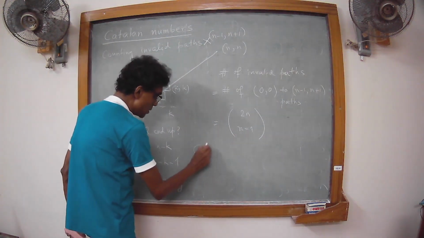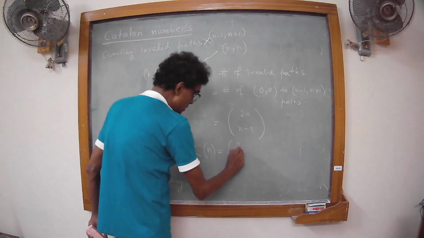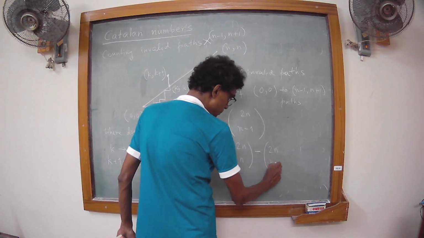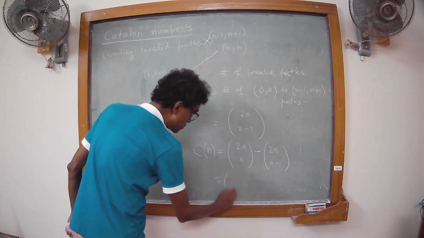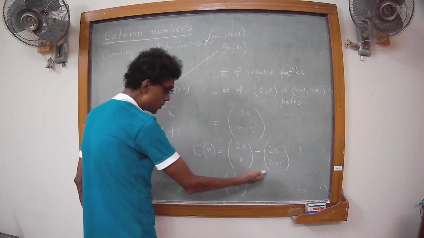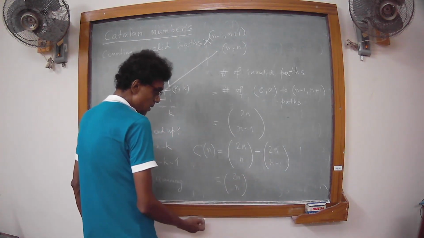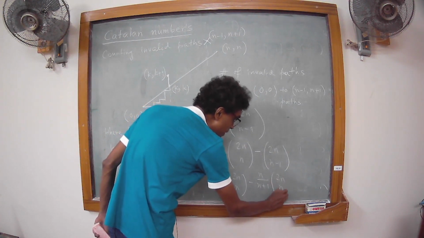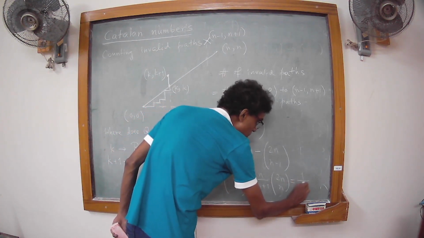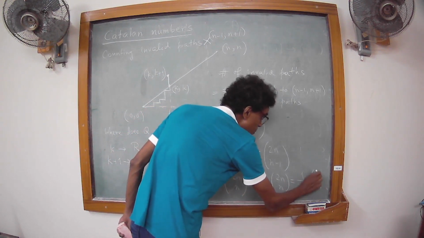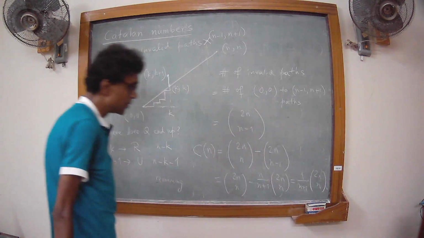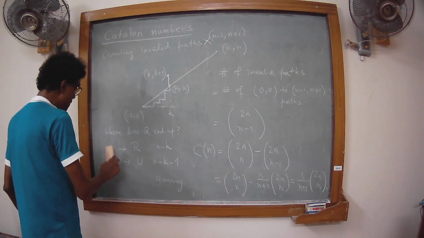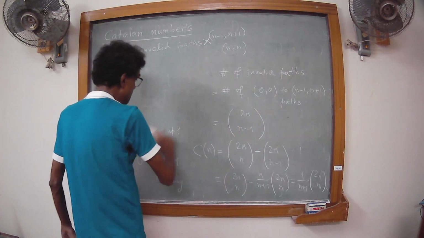Therefore, we have derived that this is the total number of all paths minus the total number of invalid paths. And it is easy to see, with a little bit of manipulation, 2n choose n minus 2n choose n plus 1 turns out to be 1 by n plus 1 times 2n choose n. So, this is the final formula. Okay. So, I once again write down clearly.